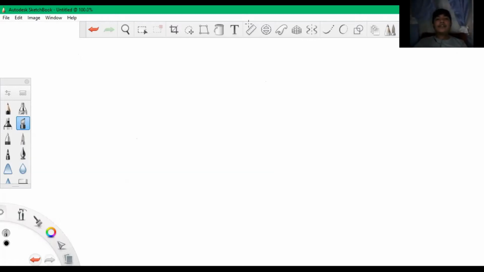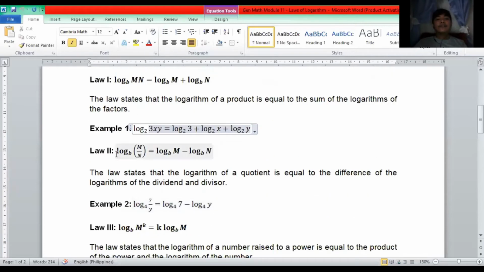So now, let's proceed sa ating second rule. So our second rule is represented by the logarithm of m over n to the base b. So as you can see, meron tayong fraction ni m over n. And pag fraction, automatically, we know that the operation we use for fraction is division. So this is what we call, so kung kanina product rule, yung tawag sa law number 1, the law number 2 is what we call the quotient rule. So we have the logarithm of m over n to the base b. And when we get the expanded form of logarithm of m over n to the base b.